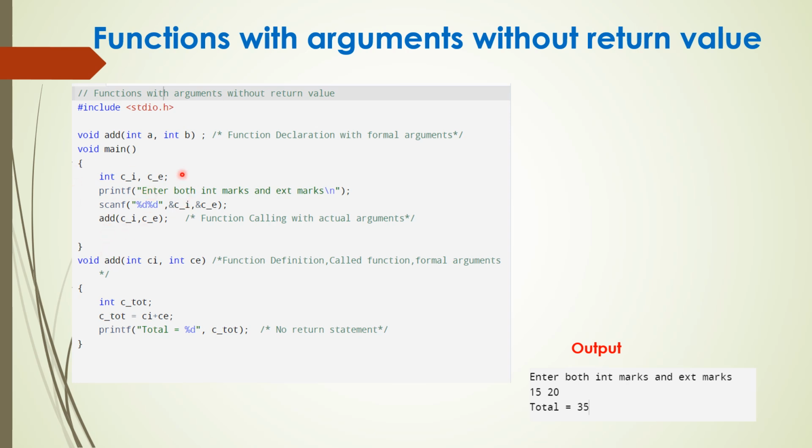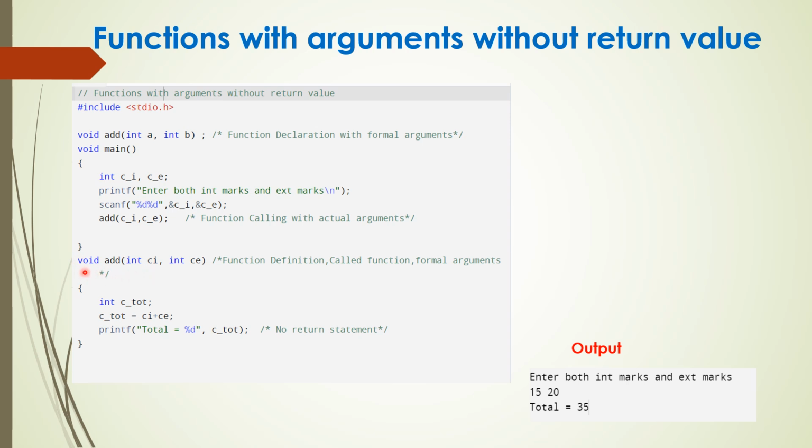Why? Because inside the main function, I have the arguments or the parameters as c_i and c_e, which is the actual argument. So I am representing that inside the function here. Once I call this function, it moves to the calling function. So this is where it is called.